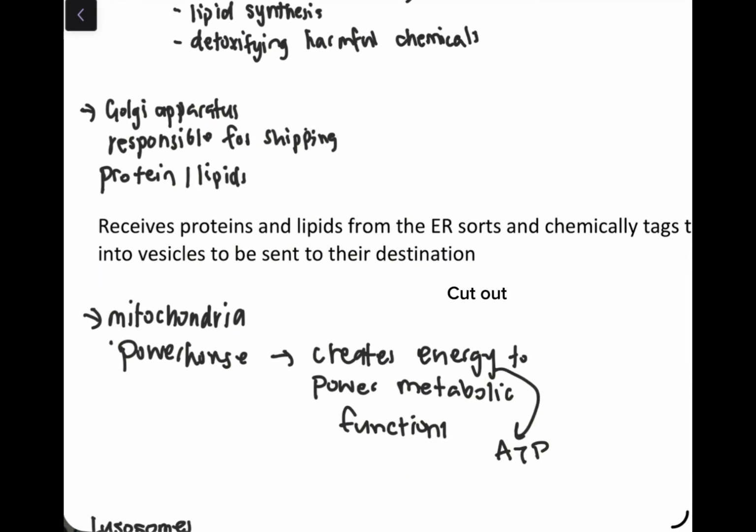The mitochondria. We've all heard the very overused phrase, it's the powerhouse of the cell. It's the power plant of the cell. Through cellular respiration, which is a specific process that you won't learn this year, but you will learn in 3 and 4, it creates energy to power metabolic functions, and this energy is created in the form of ATP. Again, you don't need to know this, but it's helpful to use as an example.